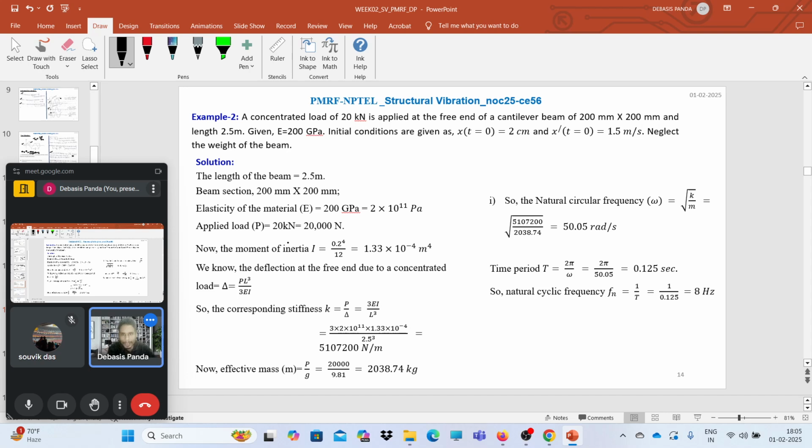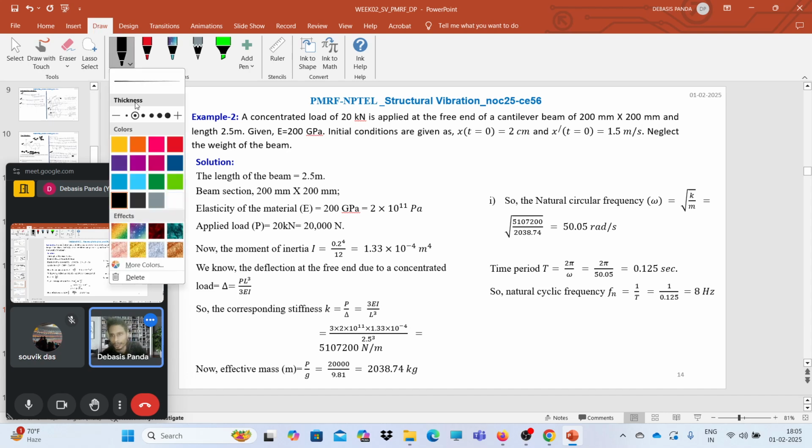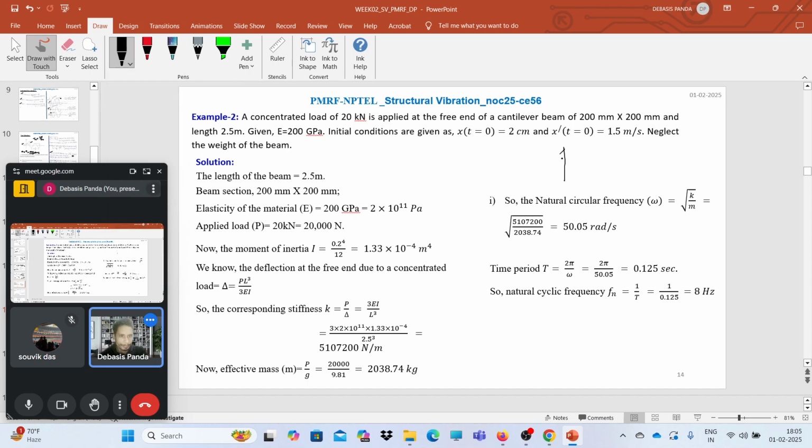Now let's move to the second question, a similar kind of question. This question says: a concentrated load of 20 kilonewton is applied at the free end of a cantilever beam of 200 by 200 mm. Let's draw the beam simultaneously. So we have a cantilever beam, and the load is applied at the free end of this cantilever beam.